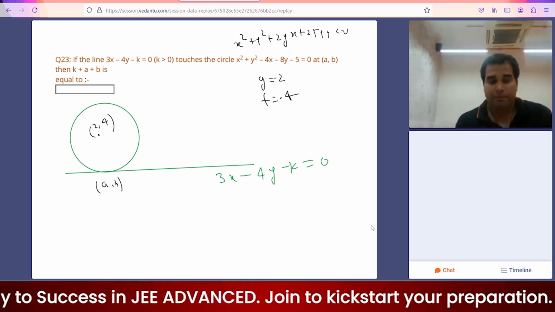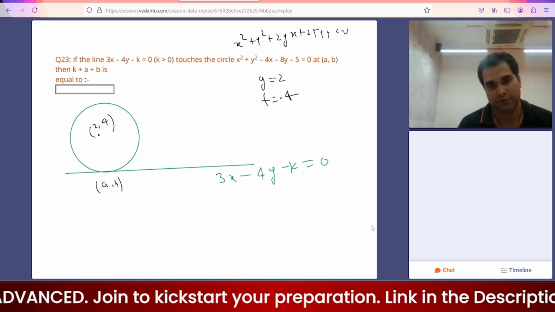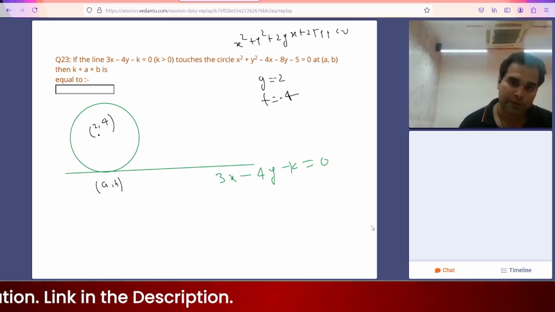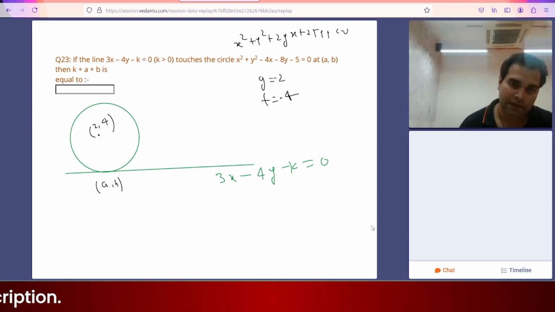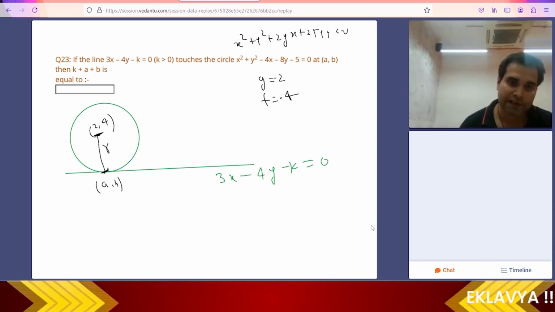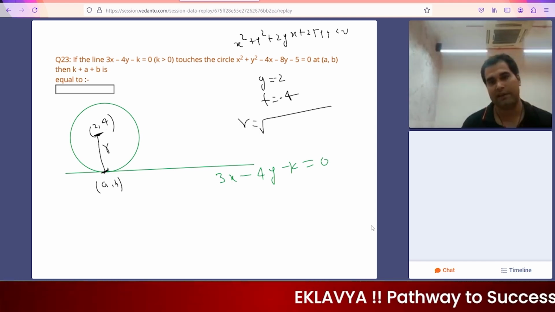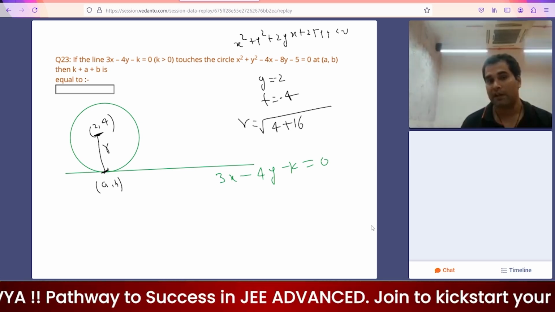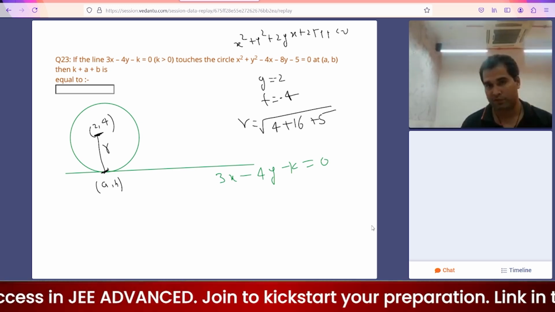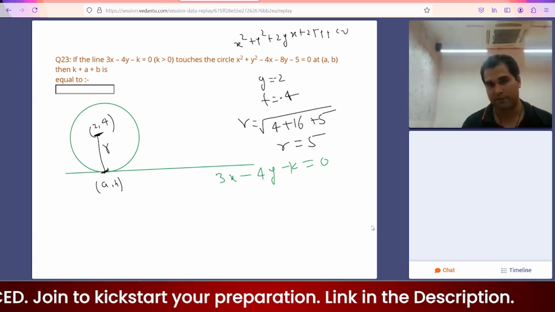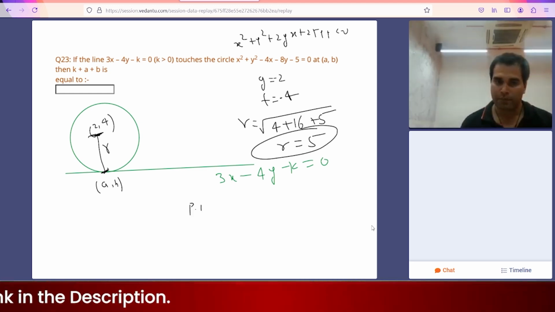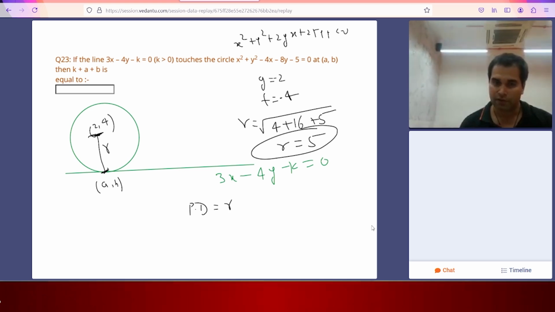Then k plus a plus b. Now the perpendicular distance from the line to this point is the radius of the circle, and the radius of the circle is root of g square plus f square minus c, which is 4 plus 16 plus 5, so the radius of the circle is 5. Now the perpendicular distance is r, which means 5.